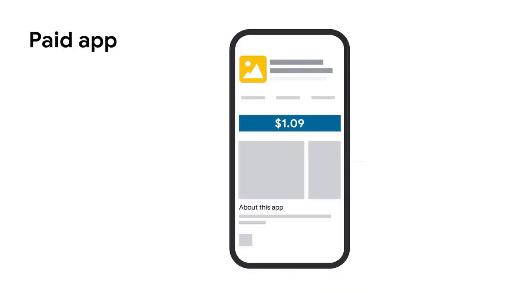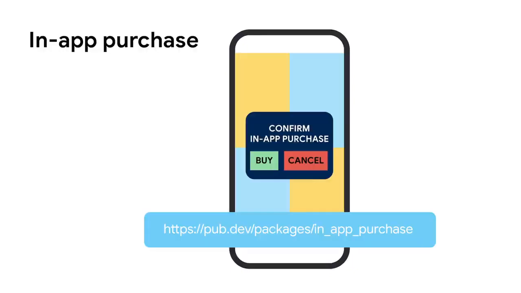But I just want to quickly mention that in addition to ads, there are two other ways to monetize your mobile apps. For example, you can always charge for your app in the App Store. Another option will be in-app purchase. You can allow your user to buy extra content or features such as game currency through in-app purchase. We also have a plugin for that on pub.dev.